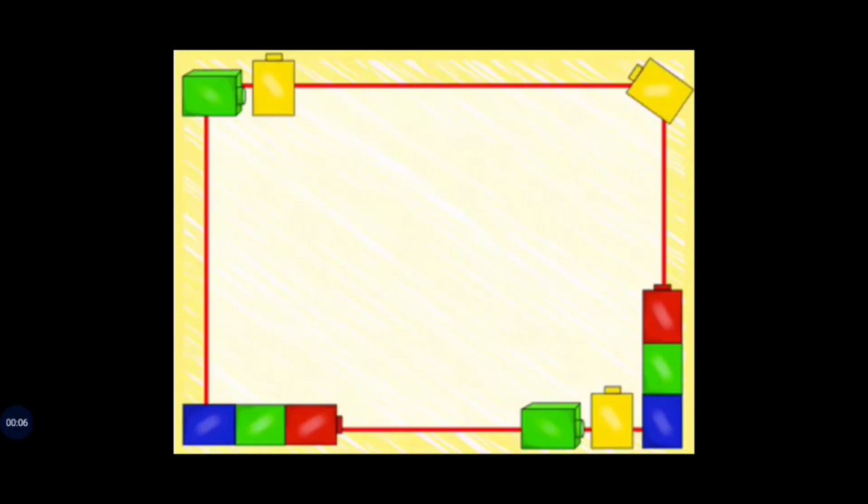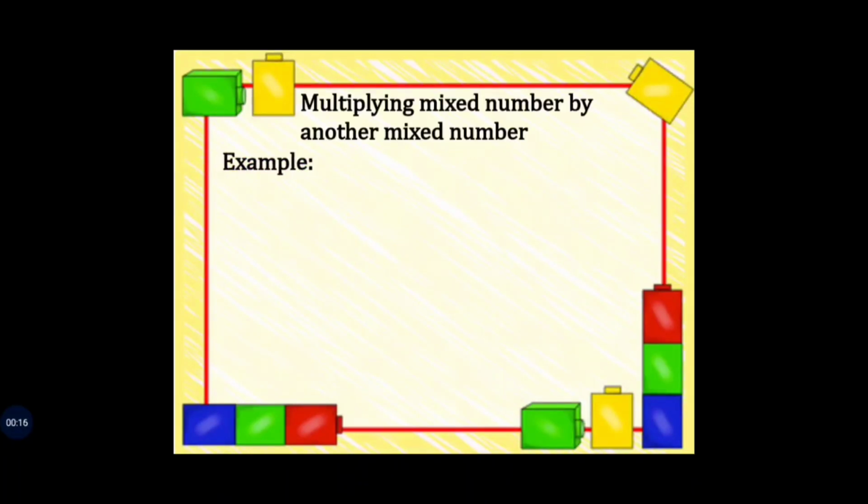Multiply. This time, we are going to multiply a mixed number by another mixed number. Let us have an example: 1 and 3/5 times 1 and 2/6. So let us have an equal sign, then a fraction sign, then a multiplication sign, and another fraction sign.